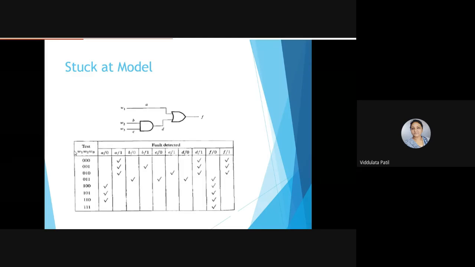So what is done? We apply a test vector to this circuit, depending on the input terminals. Now here there are 3 input terminals, so we are applying a 3-bit input to this circuit. Suppose first we apply an input vector 0, 0, 0. Now if we have applied 0, 0, 0 input to this circuit, in a good condition, what should be your output? If there is no fault in the circuitry, what should be your output?